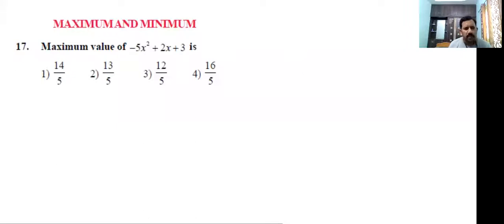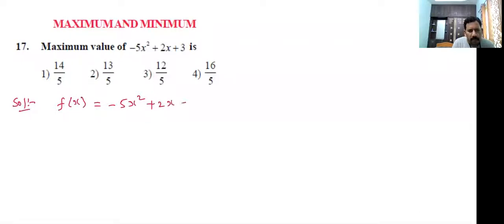Now in this concept I am going to discuss problems related to maximum and minimum. Observe the expression f of x equal to minus 5x square plus 2x plus 3. Here what is the a value? Minus 5, less than 0, negative. The b value is 2, the c value is 3.